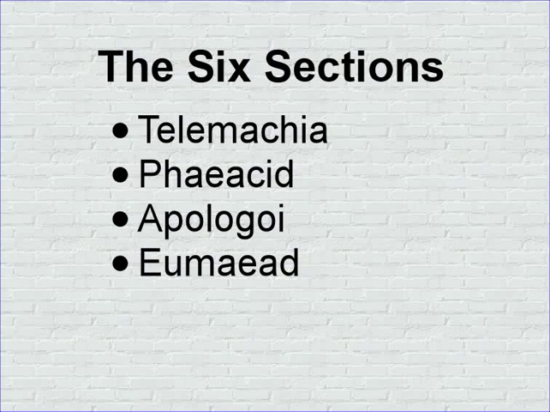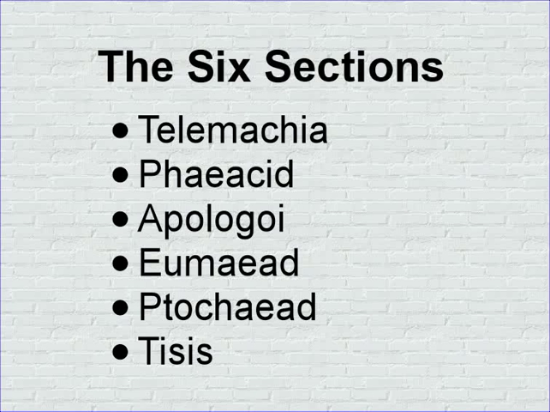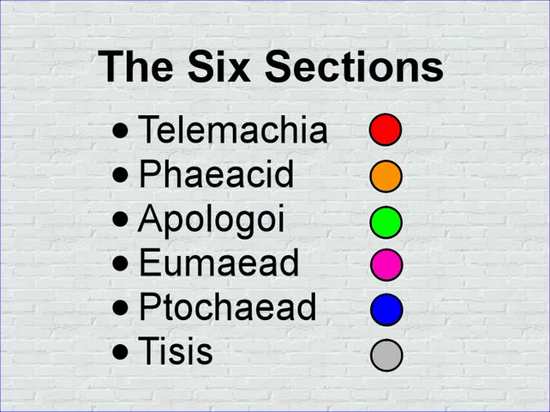Then there is the Eumaeid, and this is Odysseus and his encounter with a swineherd named Eumaeus and how this alters his future. Then there is the Tocheiad, which is the division that deals with the disguises, both physical and metaphorical. And finally, we have the Tissus, which is the section that deals with the bloody vengeance and end to the Odyssey. Now, we can represent these in different ways in diagrams, but for our purposes, we're going to use different colored circles to represent each one of the different divisions.